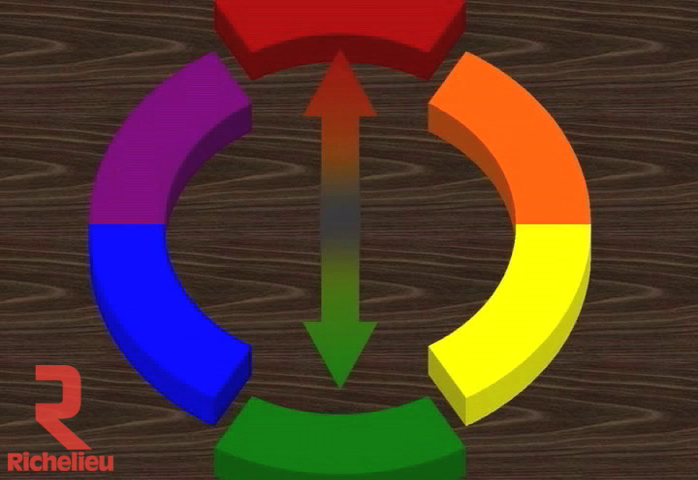Sometimes it's easier to match colors by working with the complementary colors. Complementary colors are located directly opposite of each other on the color wheel. For example, the opposite of red is green, so green and red are complementary colors. A very important fact of color theory is that complementary colors reduce the brightness or intensity of each other.